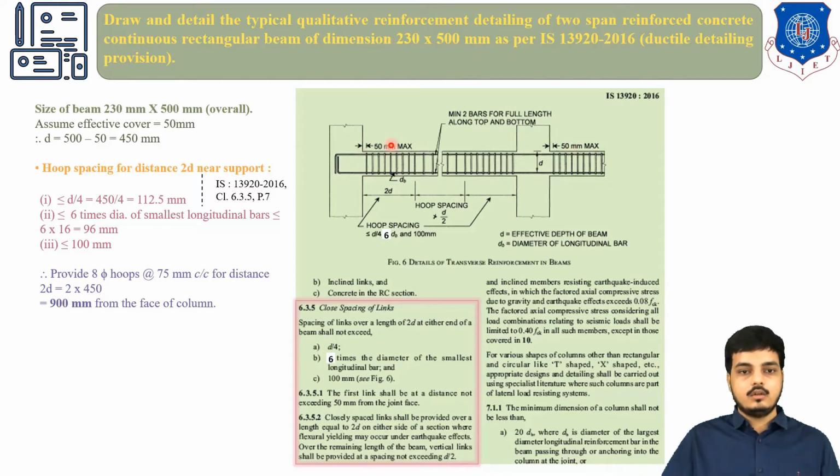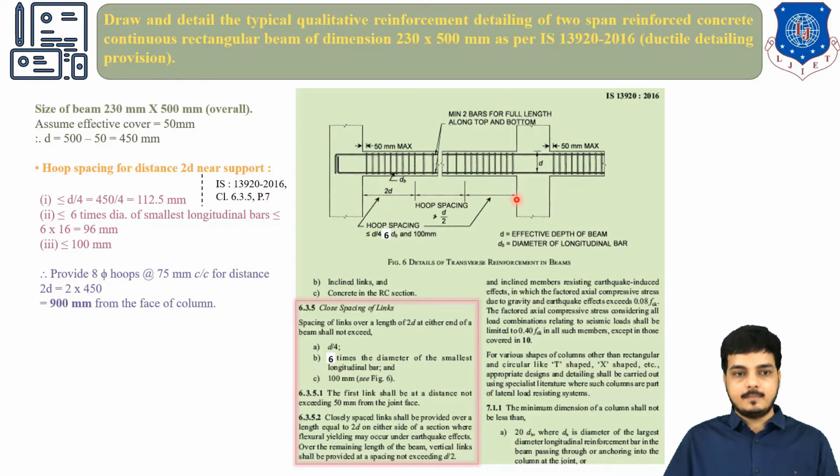We are just focusing on the transverse reinforcement, which is stirrups. So let's have a look at it. We are referring to clause 6.3.5 on closely spaced links. So we are referring to this criteria. Look, for the particular distance, this 2D.